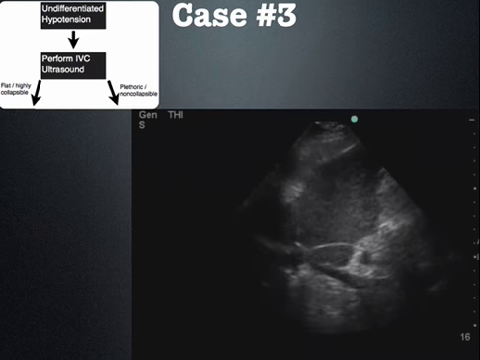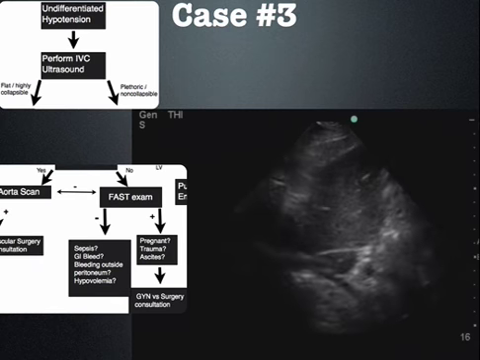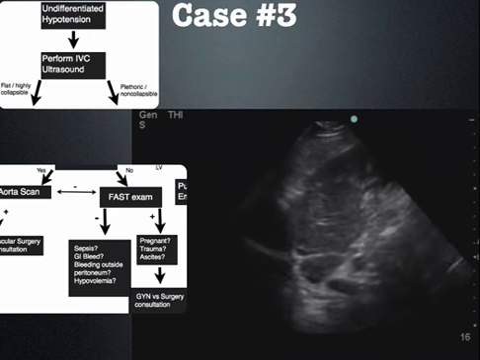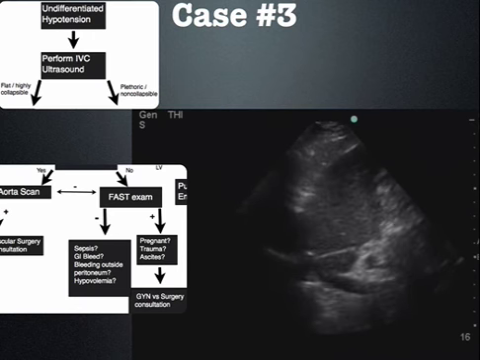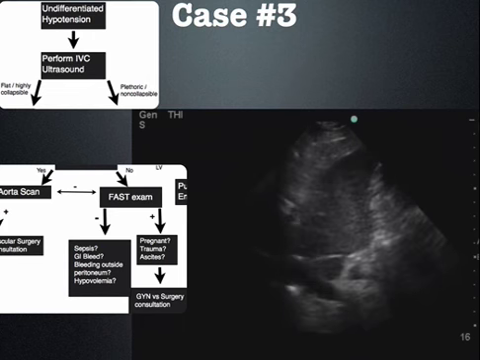It's near 100% collapse. We went ahead and did our other stuff because she's a 72-year-old lady and she could have other things going on. So we checked her aorta. It was normal. We did a FAST exam. That was normal. So I put all of that to rest and continued down our sepsis treatment.